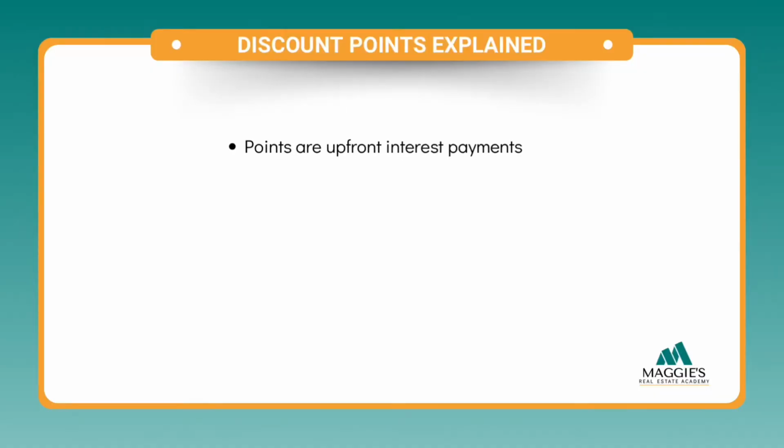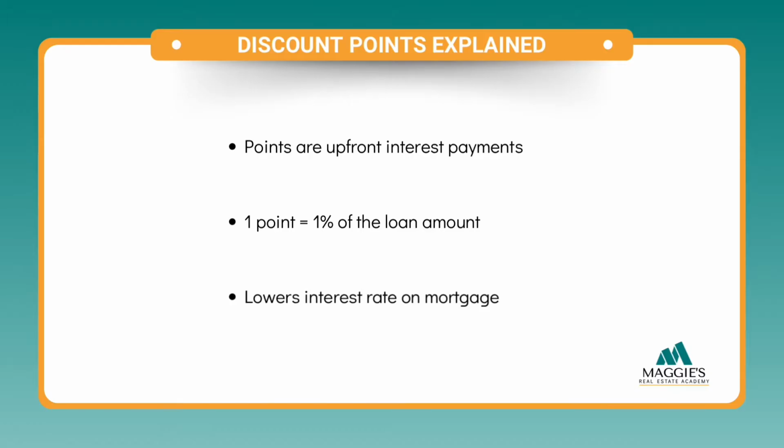All right, let's begin with discount points, or as we like to call them, points. You may have heard this term tossed around, but what exactly are points? Well, think of points as upfront interest payments. Typically, 1 point costs 1% of the total loan amount and will lower the interest rate on said mortgage. But don't be fooled. This does not mean the interest rate is lowered an entire percentage point. Usually it's anywhere from 1/8% to 1/4%.